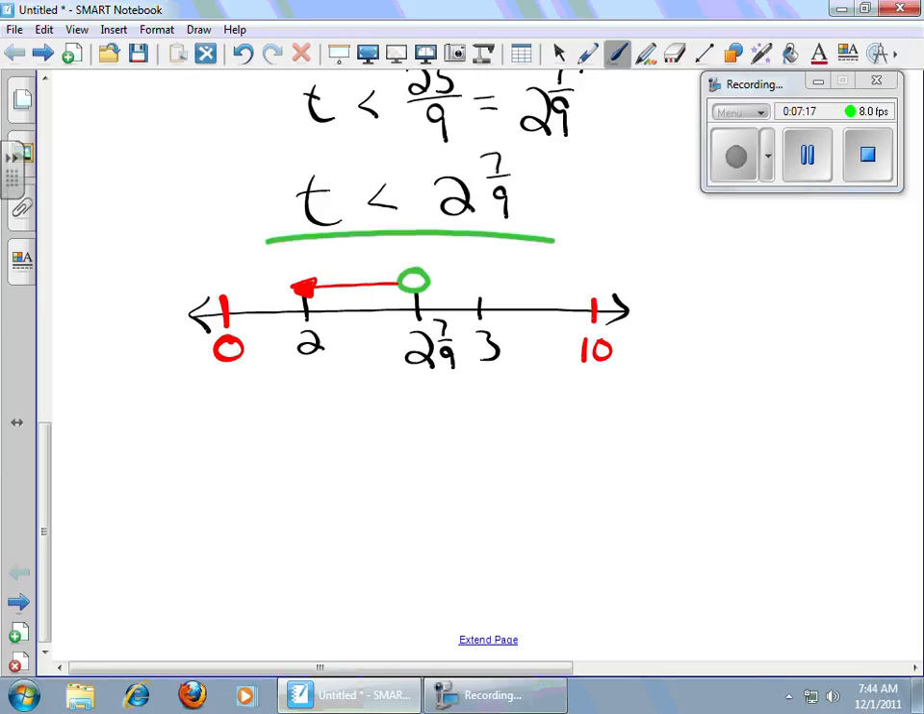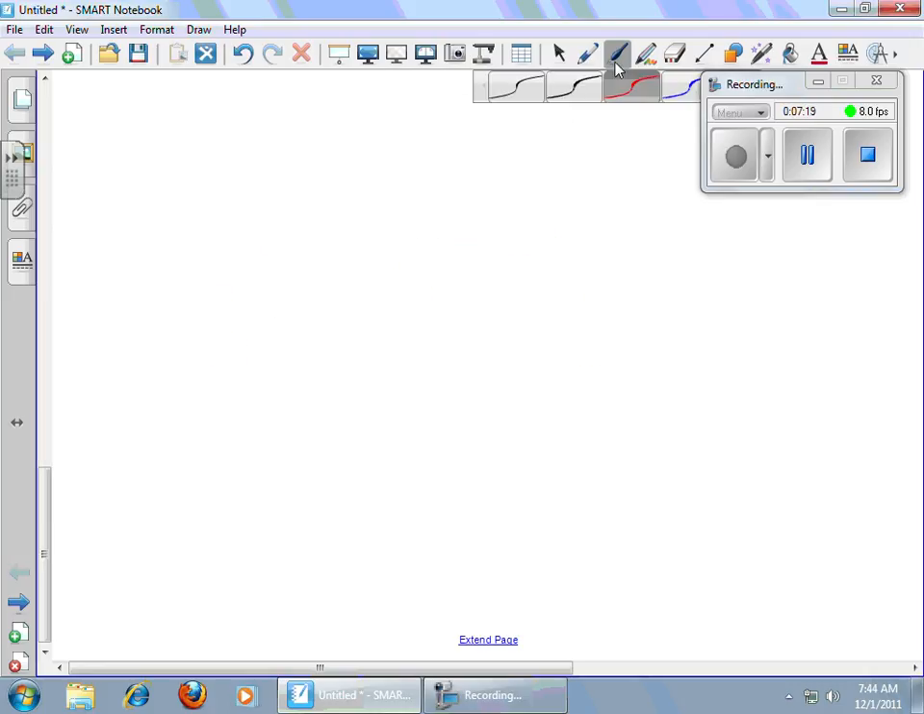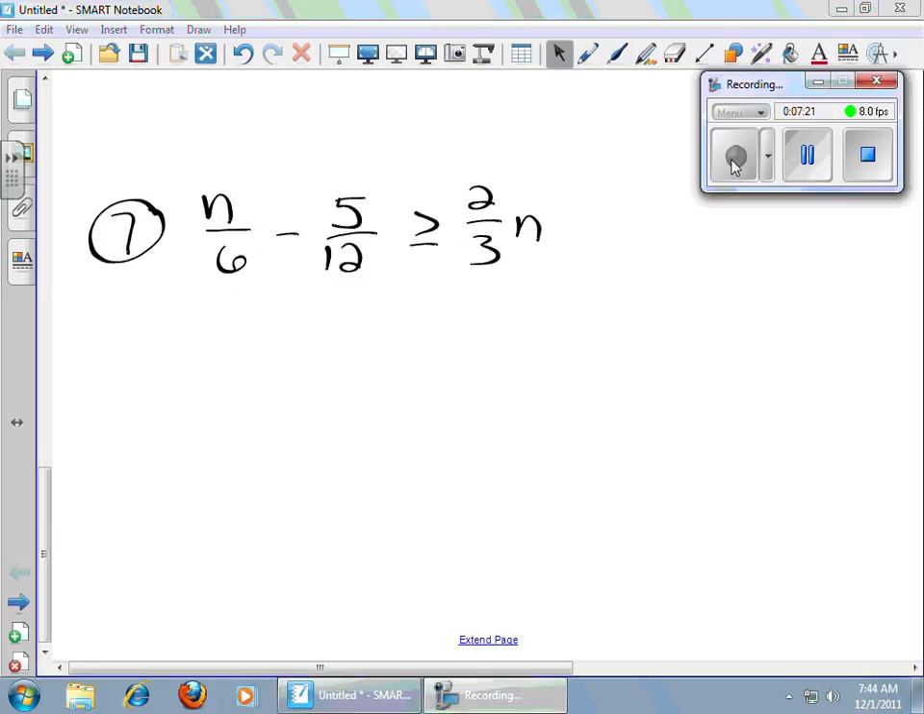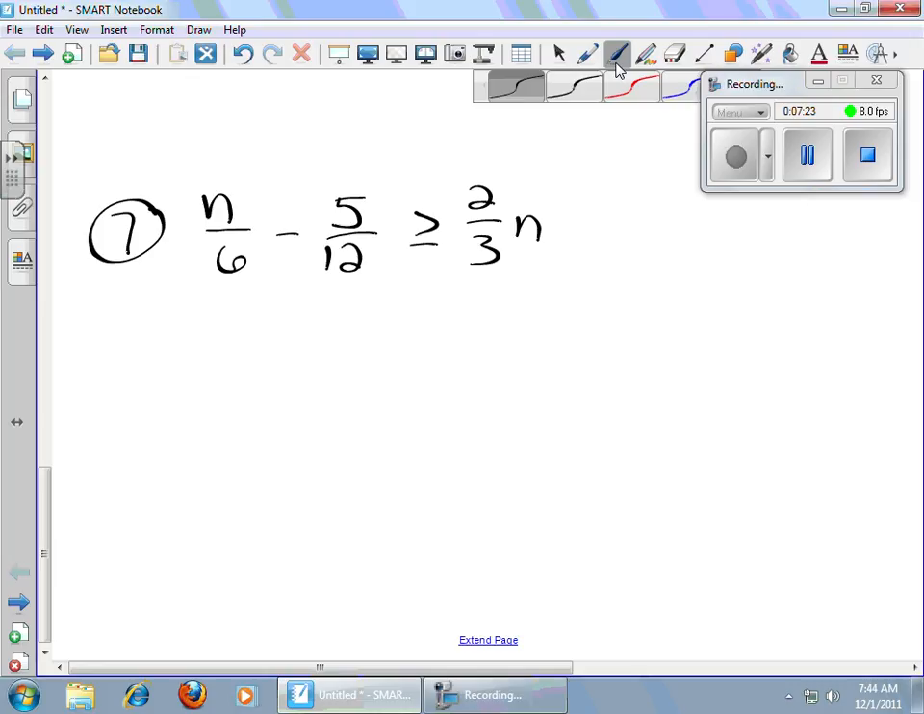Okay, very good. Let's try one that's a little bit uglier. Okay, this is problem number 7 from that worksheet I was talking about. To do this one, you know, you could get them all to have the same denominator of 12.